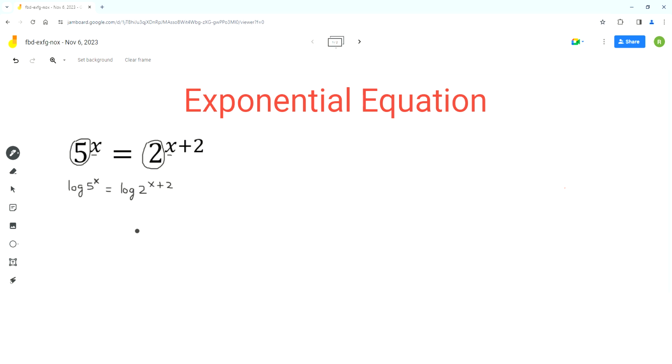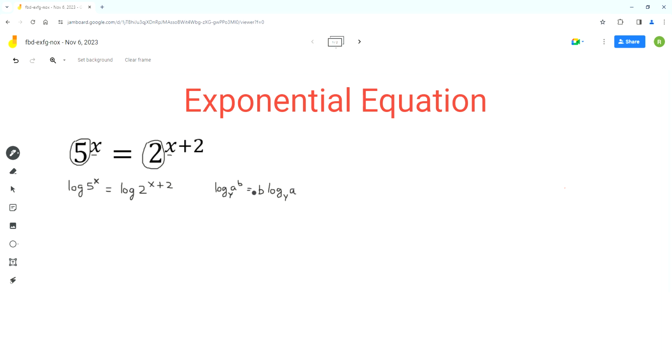Now we can use the power law of log. Let me share what the power law is. As per the power law of log, we can bring the exponent down to the coefficient level. So the b from the exponent comes to the coefficient level at the front of the log term. So this is the power law of log.